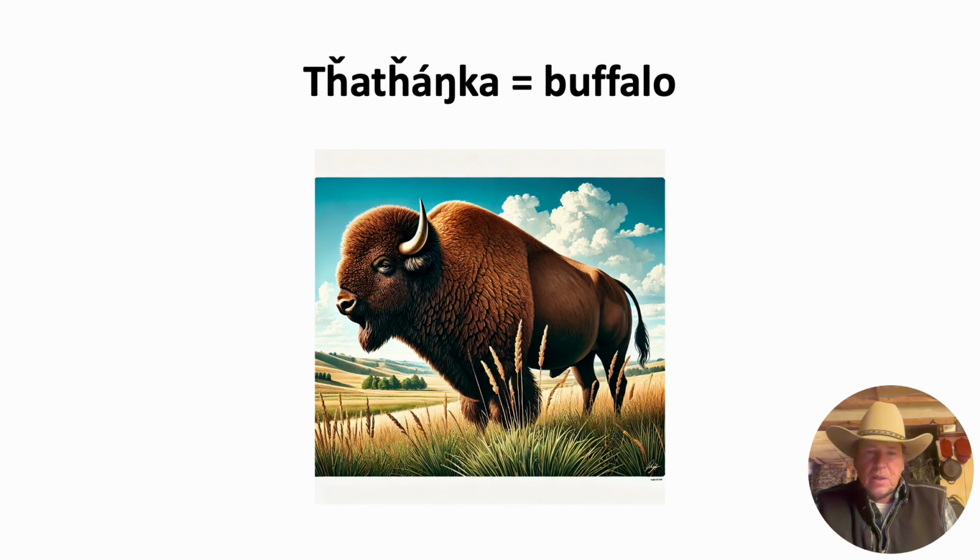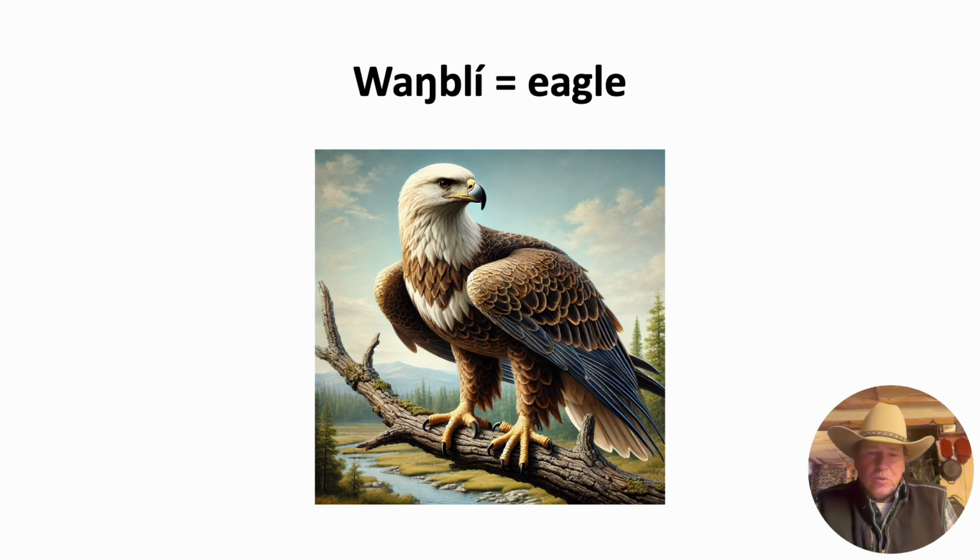Next one, Tratranka, buffalo. Tratranka. Next one, Wambly, eagle. So there are words for the different types of eagles, but we're just using the generic word for an eagle, Wambly.